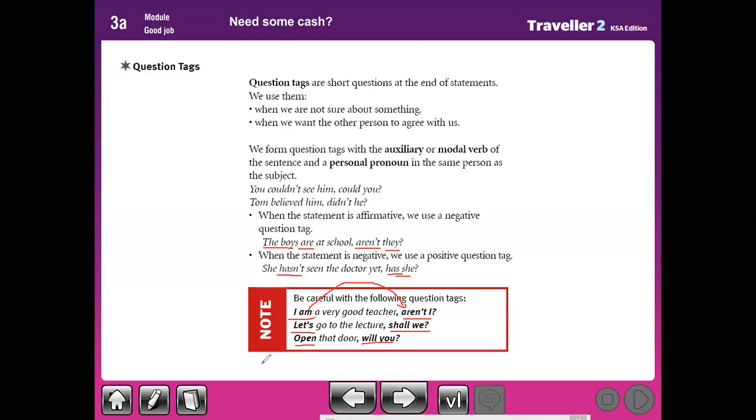So this is the question tag, and it's very important. Pay attention. I am changes into aren't I. Let's changes into shall we. Imperative sentence, affirmative imperative sentence, like open the door, close the window, study hard. You should use will you. Will you.